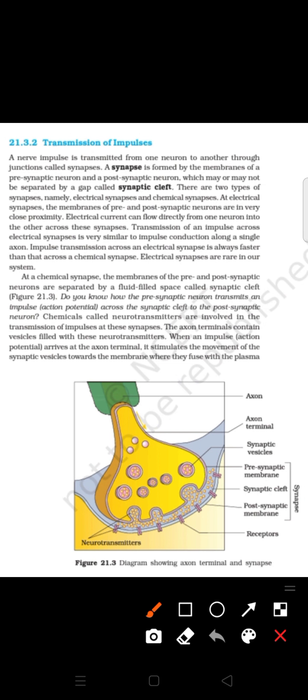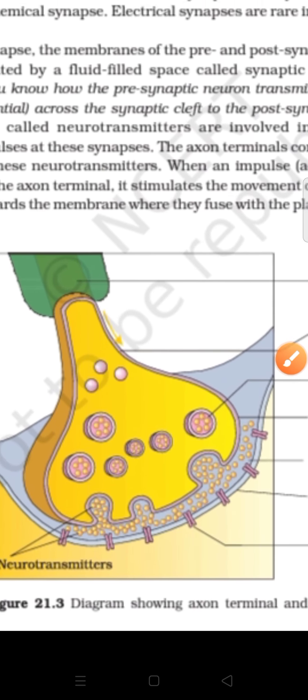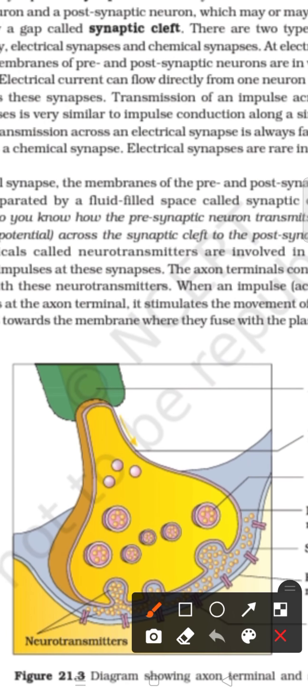Okay, so today we will discuss, as I told you, impulse across the synapse, how the transmission of impulse takes place across the synapse. For this you first have to understand what the different zones are. So this is the structure which is related to this, and by this you can easily understand how it works.